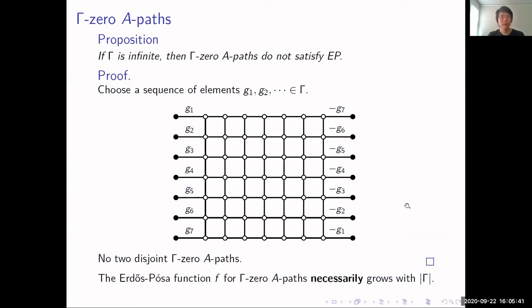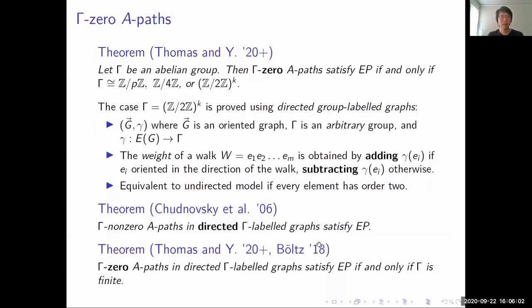Okay, but another thing that this shows is that the Erdős-Pósa function, the function f for zero A paths, has to grow with the size of the group. So with the previous non-zero path results, the functions there do not depend on the group at all. So in the directed case, the result of Chudnovsky, the function here is that you either have k disjoint non-zero A paths, or you can delete a hitting set whose minimum size is 2 times the maximum size of a packing. So this is exactly the same as matching. It generalizes the matching setting.